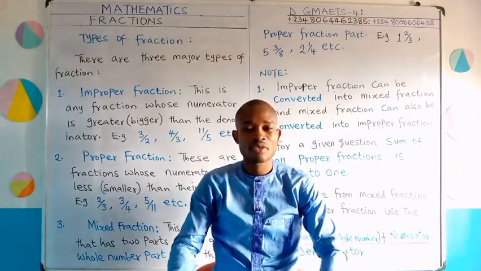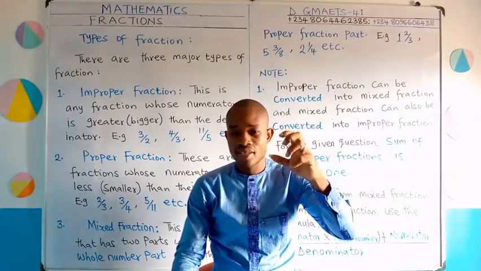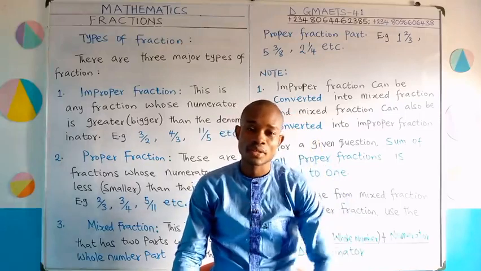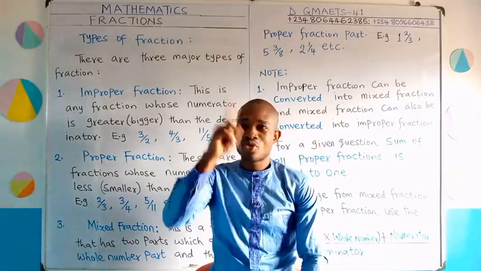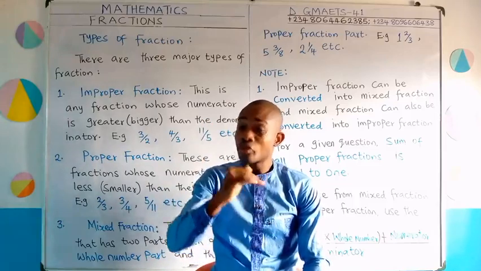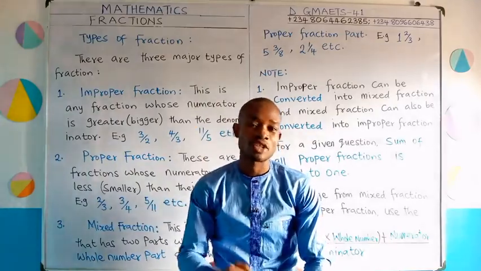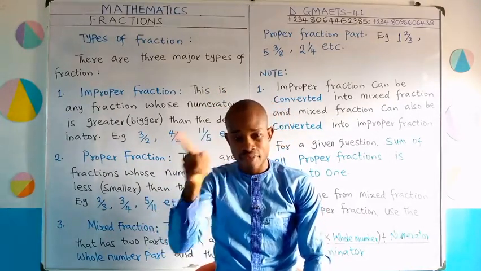So start thinking of some examples of fraction where the numerator is smaller than the denominator. Can you think of 2 over 4? 2 over 4 is a fraction, take notes. But 4 over 2 is not a fraction. 2 over 4 will give you 1 over 2 if you start reducing it.